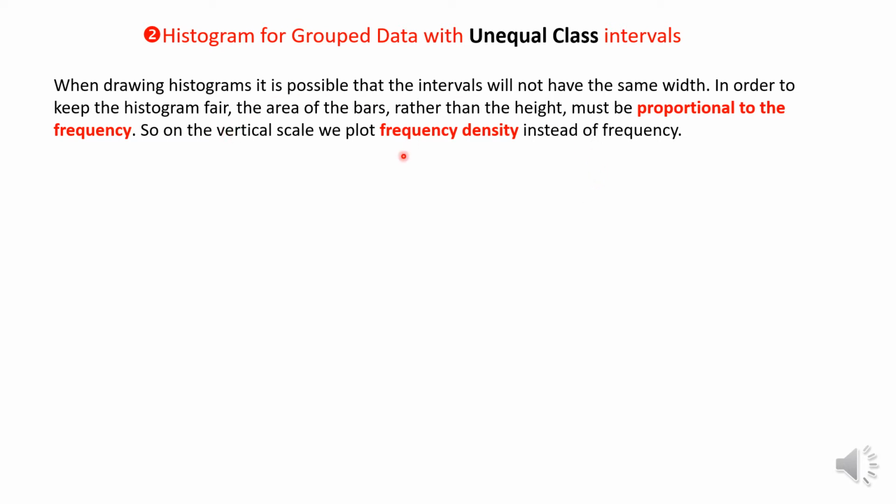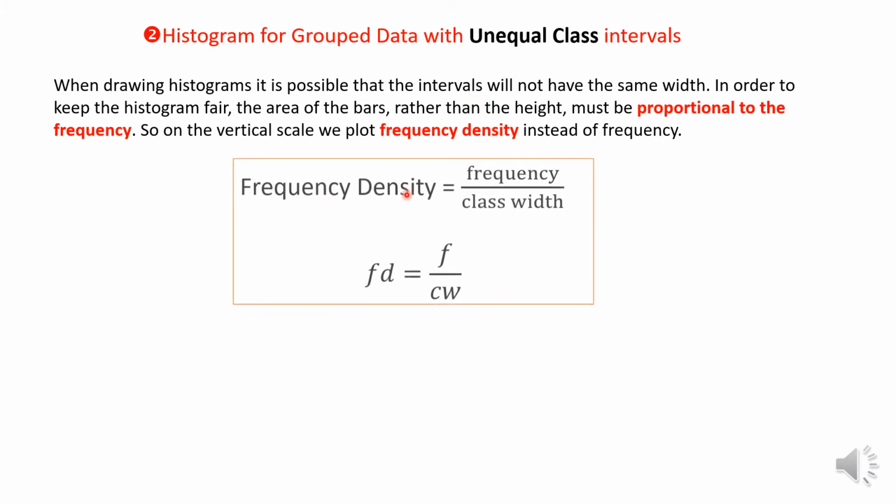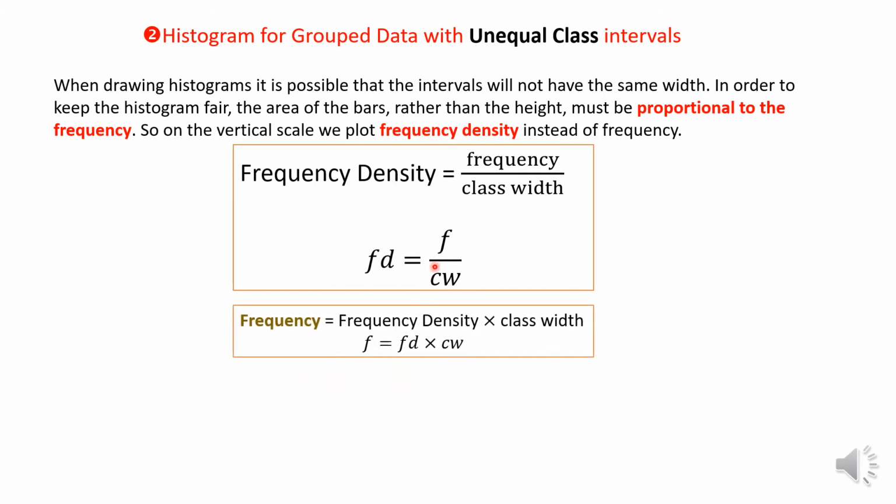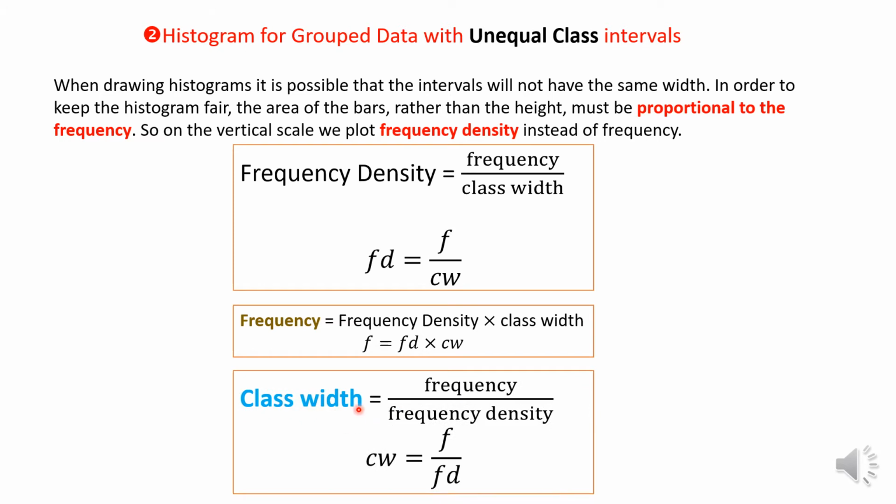And on the vertical scale, we don't plot frequency anymore, but we're going to plot what we call frequency density. Okay, so how you find frequency density is you take the frequency and divide it by the class width. This is very important that you understand, and perhaps we can play around with this formula to find the frequency. Then you multiply the frequency density by the class width. That is essentially making f the subject of the formula. Ultimately, to find the class width, you take the frequency and divide it by the frequency density.